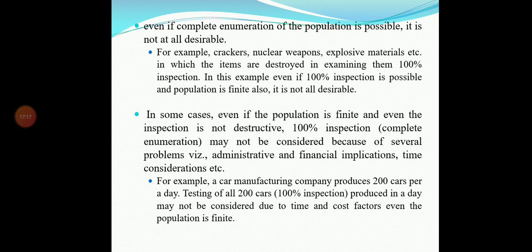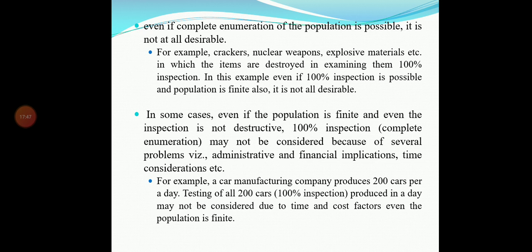Similarly, with nuclear weapons, no weapon would be available at the end of testing. Similarly, for explosive materials or chemicals, if you want to test all the items with 100% inspection, it is not possible and not at all desirable. In such a case, the one and only option is sampling.